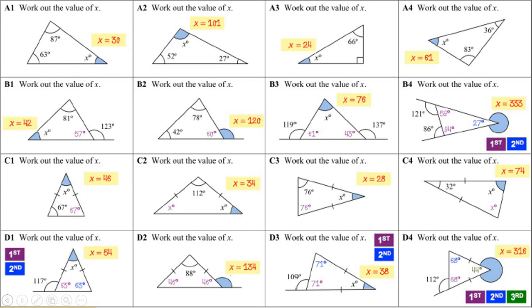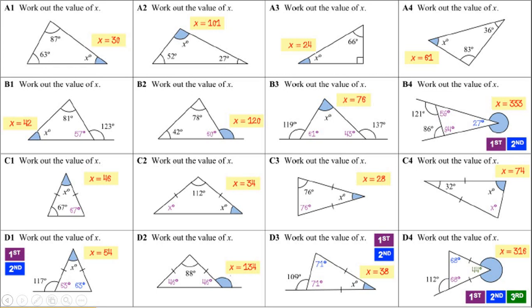You know that 117 plus something equals 180 because it's angles on a straight line. That gives you an angle of 63. As it's isosceles, those two angles that form the base must both be the same, so they're both 63. So you do 180 minus 63 minus 63, and that gives you 54 degrees.